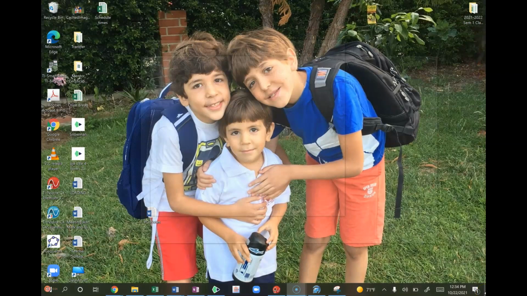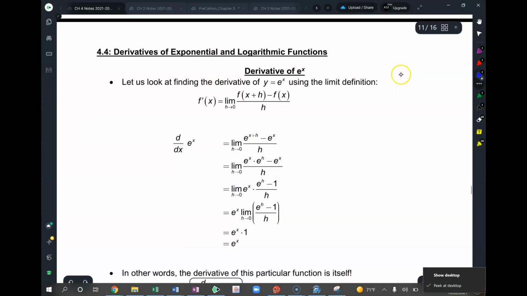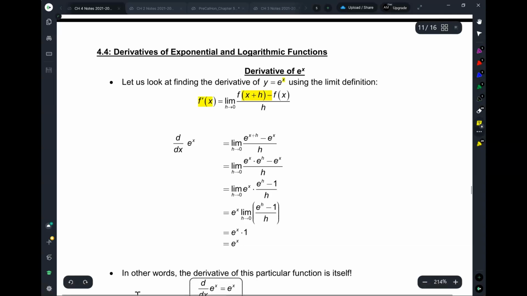So we're going to start with the derivative of e to the x. Okay? To find the derivative of any function, you always start with the definition of the derivative, which is what we started calculus with, even from last year. So it's f of x plus h minus f of x over h.